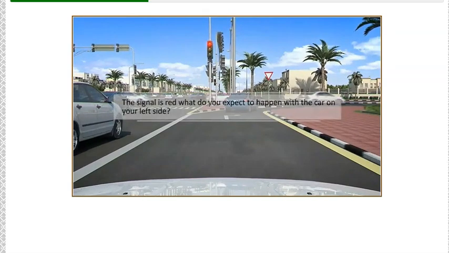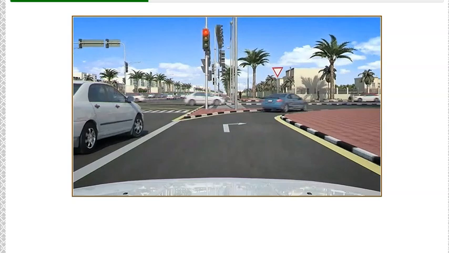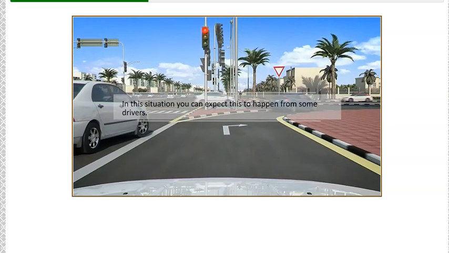The signal is red. What do you expect to happen with the car on your left side? In this situation you can expect this to happen from some drivers.